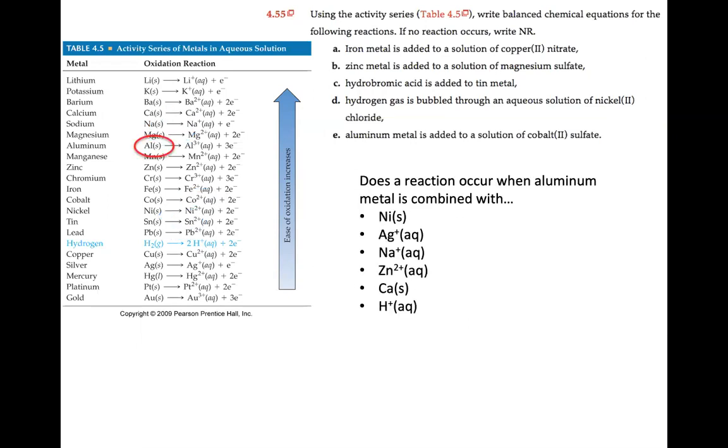So how about this one? Does a reaction occur when aluminum metal is combined with, and I give a lot of different options. Let me show you where these are on the table. Okay, so I've circled 1, 2, 3, 4, 5, 6 different things. Take a second, look at these. Based on the placement of aluminum, what would it react with?